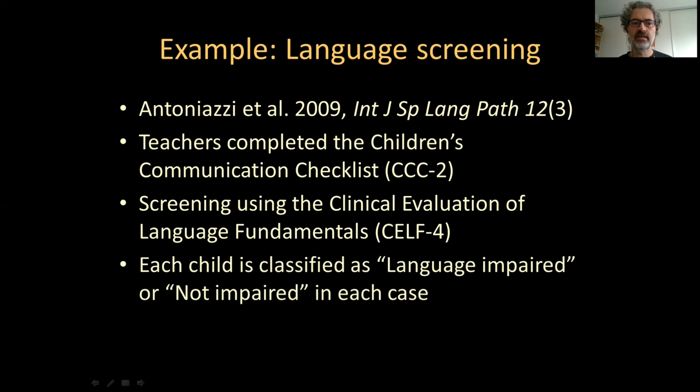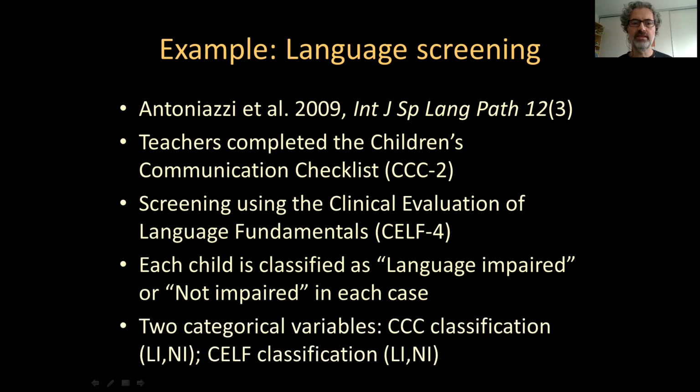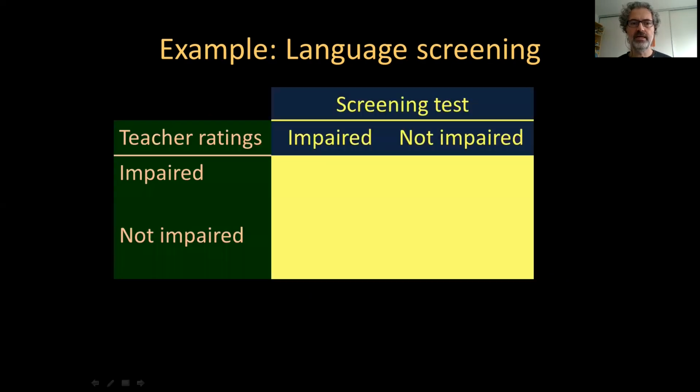In each case, each child is classified as language impaired or not impaired. So based on the teacher checklist, we can have a classification as impaired or not impaired. And based on the clinical evaluation, we also get a classification as language impaired or not impaired. So we can cross-tabulate these two variables so that each child finds itself in one of these four cells.